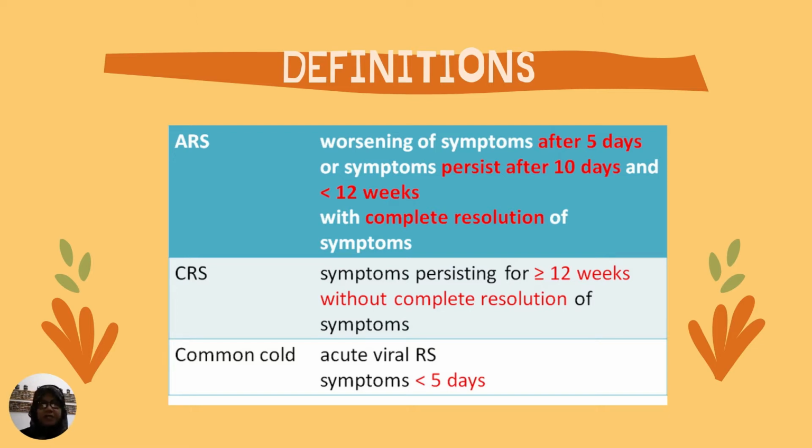If a patient has rhinitis symptoms that worsen after 5 days, we call it acute rhinosinusitis. If it happens within the first 5 days, it is just common cold, or we call it acute viral rhinosinusitis. Common cold usually will resolve completely by day 5. But if the symptoms happen after 5 days and persist for 10 days, and within 12 weeks they have complete resolution, we call it acute rhinosinusitis. For chronic rhinosinusitis, on the other hand, the symptoms persist more than 12 weeks without complete resolution of symptoms.